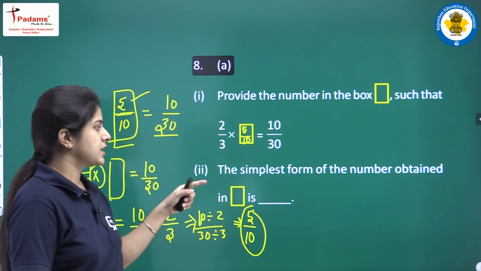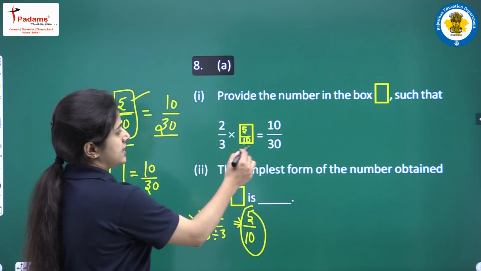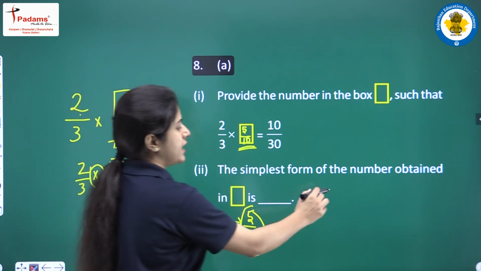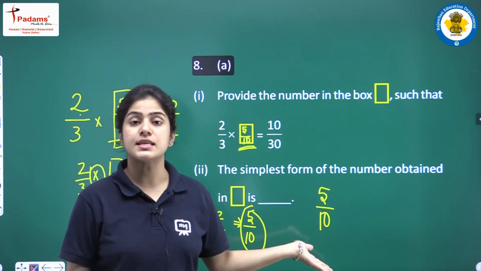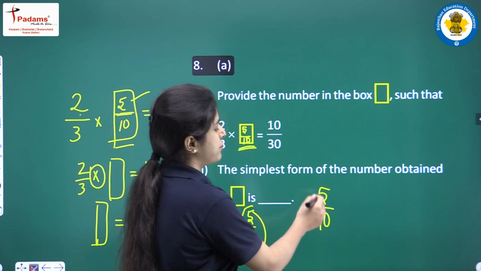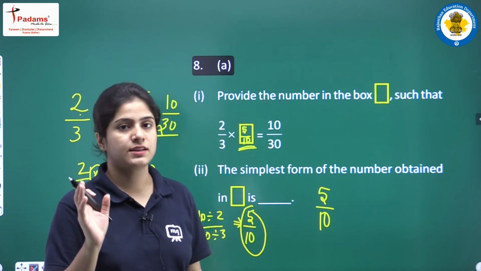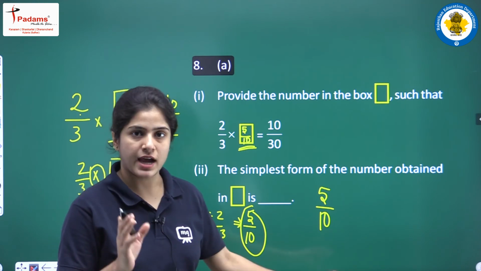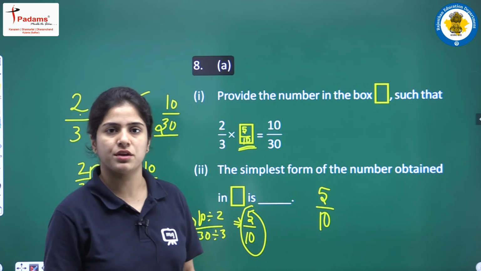The next part: the simplest form of the number obtained in the box. The number obtained in the box is 5 upon 10, right? And its simplest form. What is the simplest form students? Simplest form is the lowest form, okay. So if 5 upon 10 is the box number, then what is its simplest form? The fraction in which no common factor should be there between the numerator and the denominator.